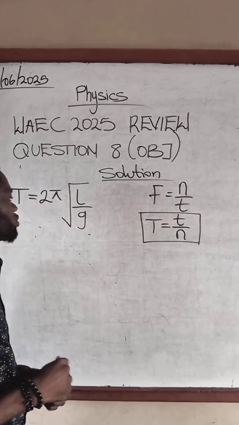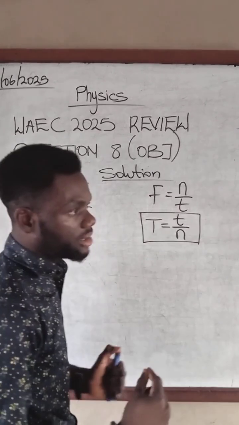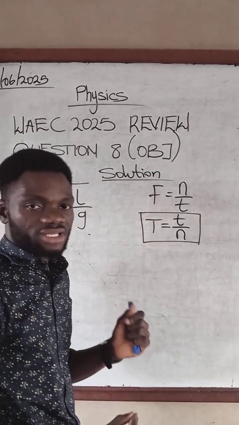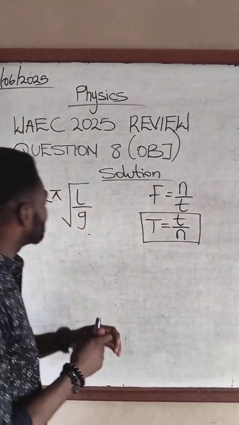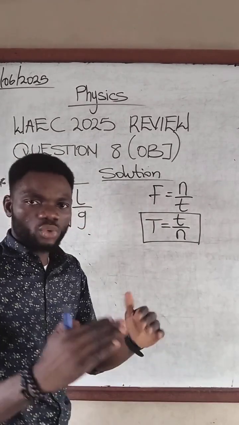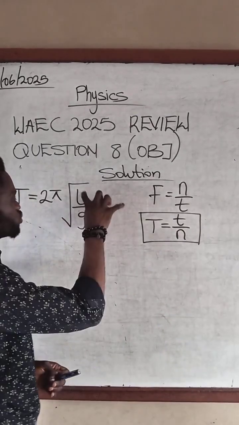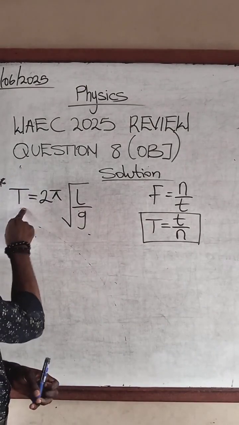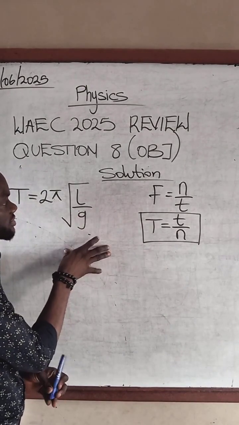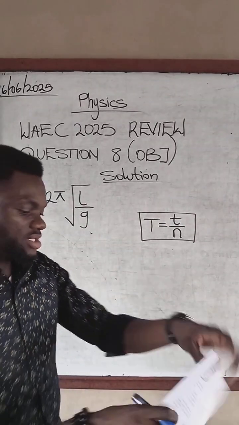Actually, it depends on two major factors: the length of the string that makes up the simple pendulum, and the acceleration due to gravity in that particular location where you are carrying out the experiment. Alright, so these are the two major things that the period of a simple pendulum depends on. So we are going to be solving this now for the question once again.